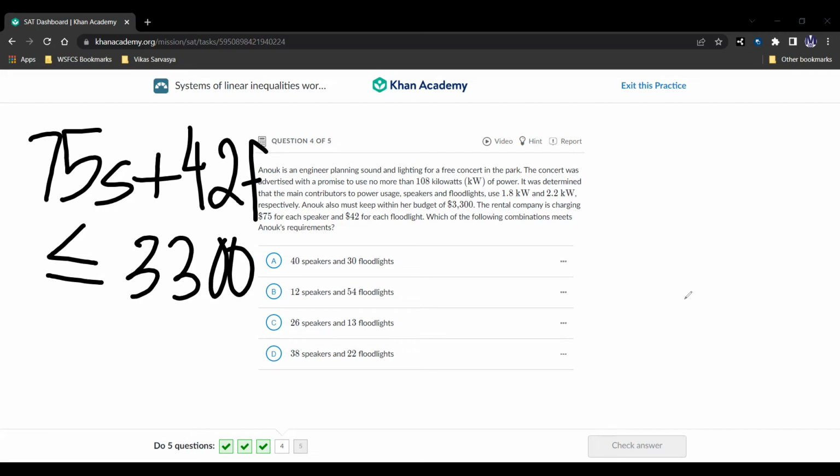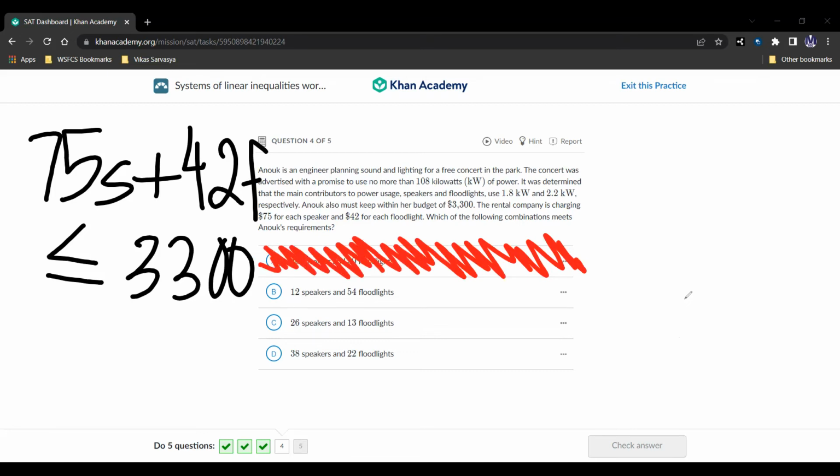All right, so the first one, we end up with the budget being $4,260, so that does not work. It's too much. All right. The second one, we can plug in the 12 speakers, the 54 floodlights, and we add that up, and we get 3,168. So that one is good. That one works for now.